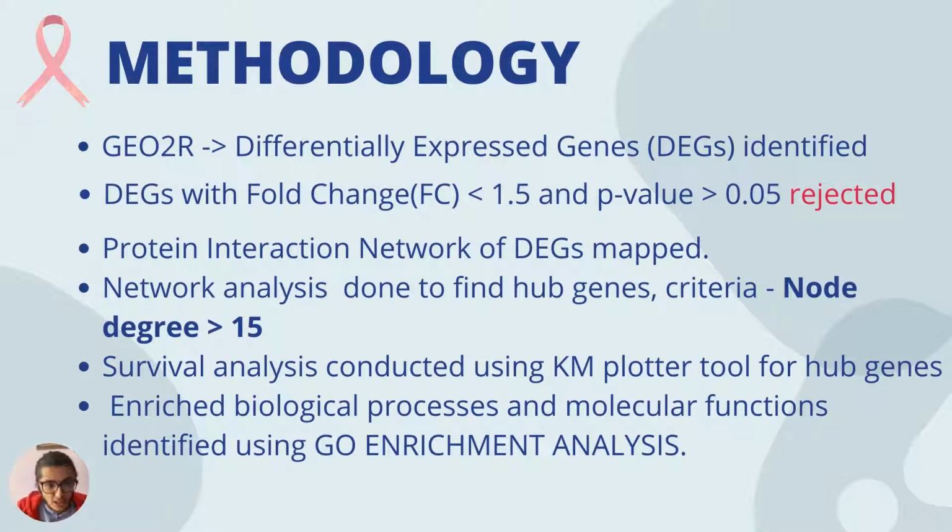The genes with fold change less than 1.5 and p-value greater than 0.05 were rejected. Similarly, the protein interaction network was made with the help of these genes using the STRING database. After that, network analysis was done to find the hub genes, and in our study, the criterion was node degree greater than 15. The selected hub genes were subjected to survival analysis using the KM Plotter tool. Also, we found the enriched biological processes and molecular functions identified in our genes using GO enrichment analysis.